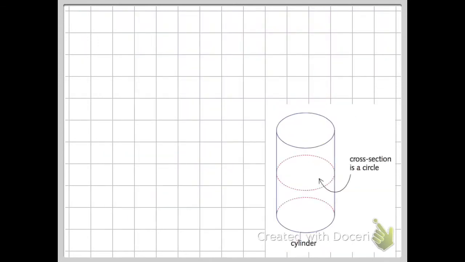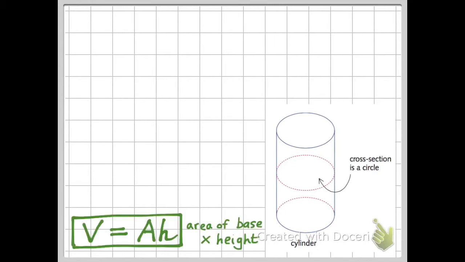Now, remember that when you're solving problems in geometry, it's a very good idea to begin with a diagram. If one isn't given to you, then I recommend that you draw one. We should also remember that because the cross-sections are congruent with the area of the base in this shape, just as they were with prisms, then the general formula is volume equals area of the base times the height.